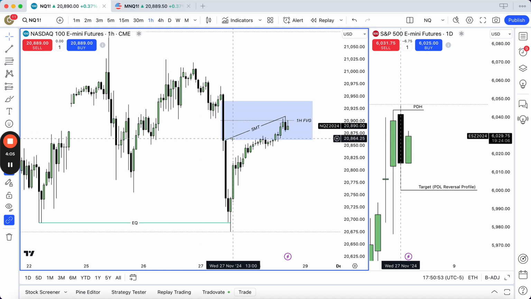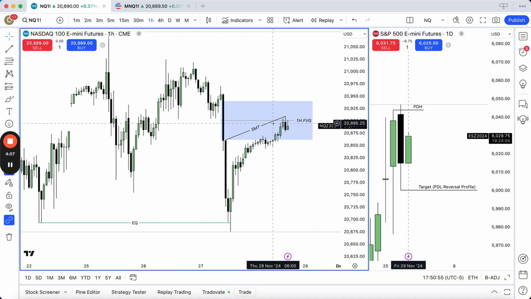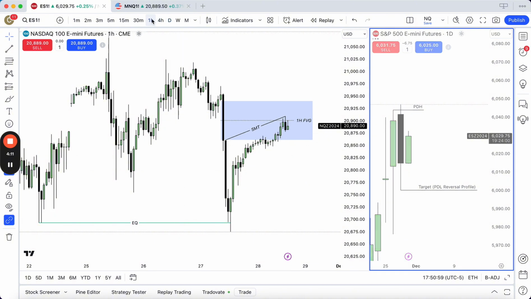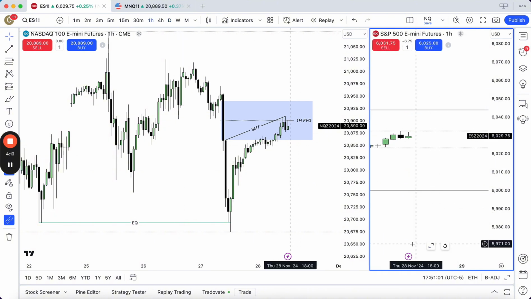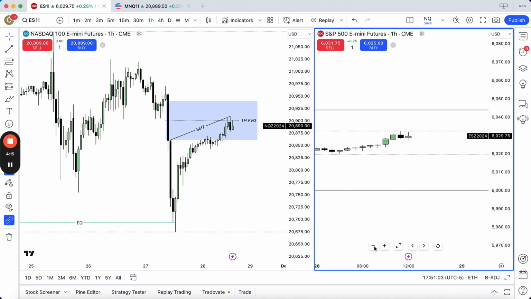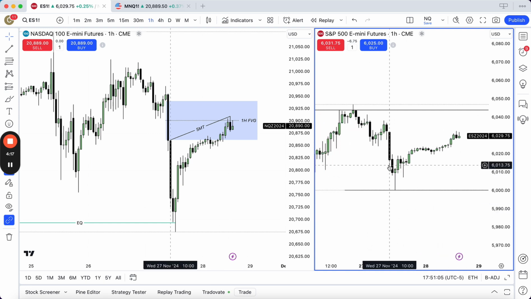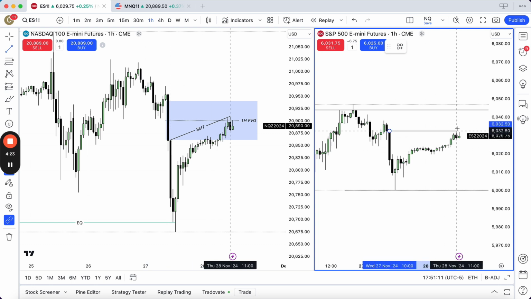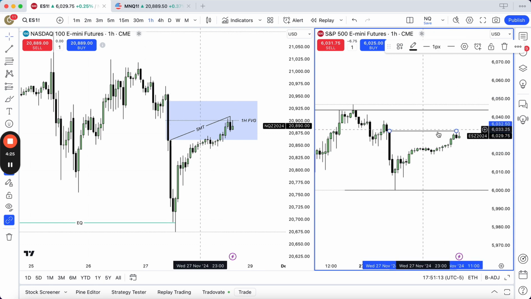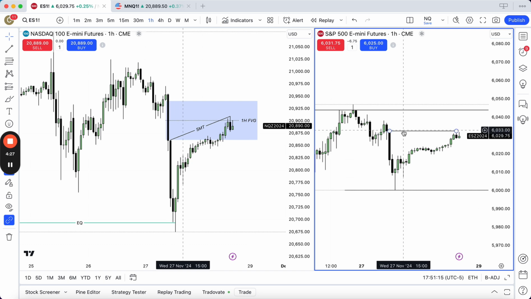Okay, we have this candle, right? We're way above this candle on NQ, and then in the hourly time frame on ES, you'll be able to see once I zoom out here that we are still trading. This candle does not break a new high.